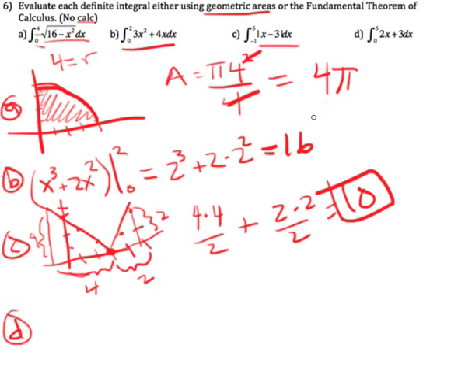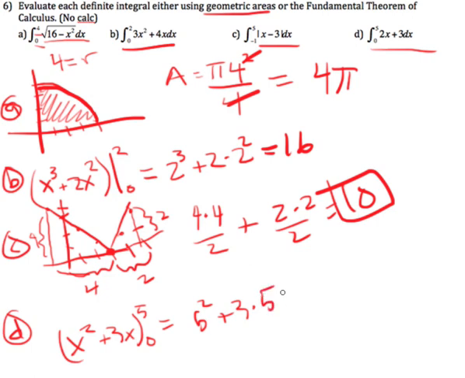Part D, finally, last one. Again, integrate this using the fundamental theorem of calculus. So if you integrate 2x, you're going to get x squared. Integrate 3, you're going to get 3x. And we're evaluating that from 0 to 5. So substitute 5 in, you get 5 squared plus 3 times 5, which is just 25 plus 15, which is 40. And we're done. Yippity yay.